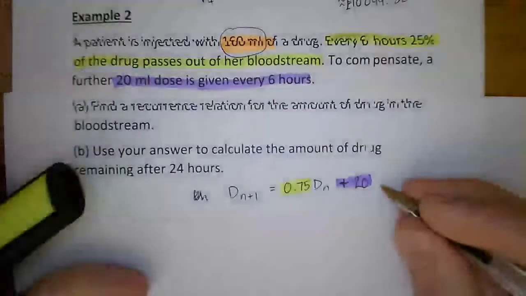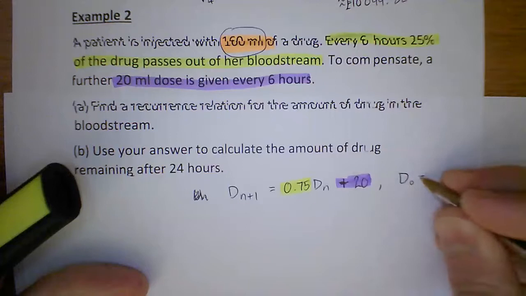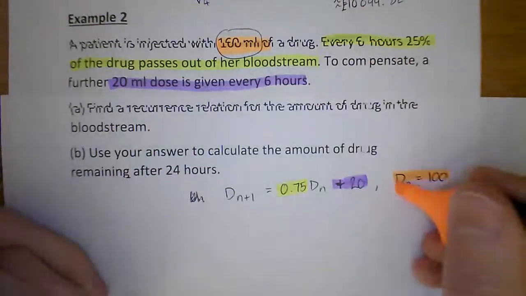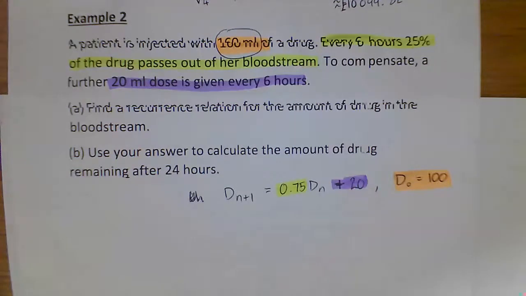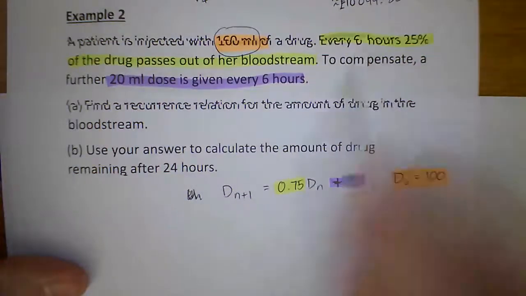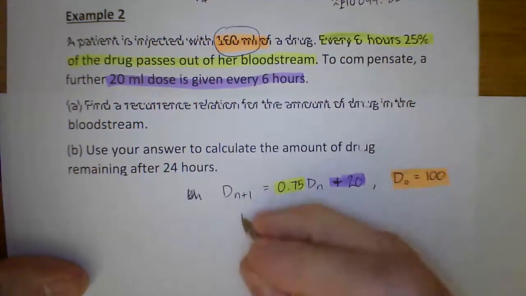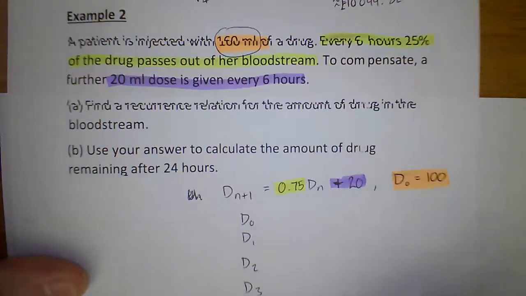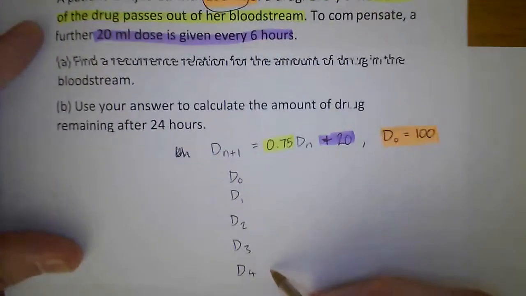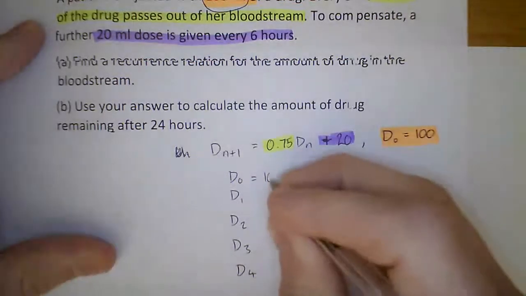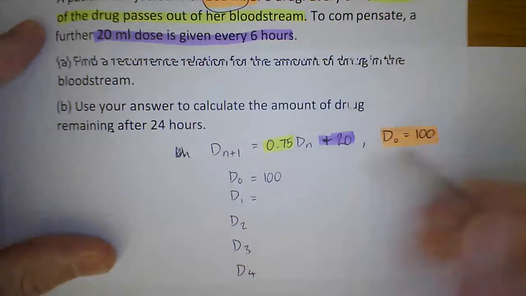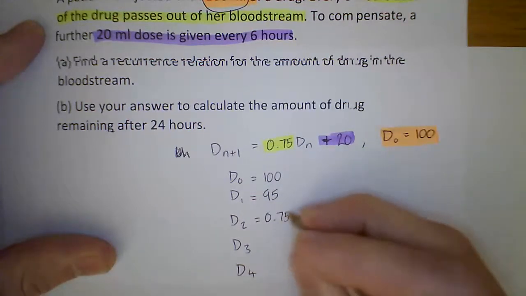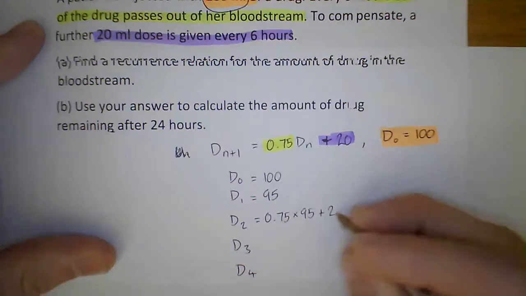Now that's not a full recurrence relation because we haven't included the information about what happens at the start. Well, the initial dose is 100 milliliters. So D0 is 100. Now, got to be a wee bit careful here. What happens after 24 hours? Each time we increase n by 1, that is 6 hours. So we want to find D1, D2, D3, D4, because 4 6-hour periods makes up 24 hours. So D0 was 100. D1, 0.75 times 100 is 75. Add 20 is 95. D2, we've got 0.75 times 95 plus 20.